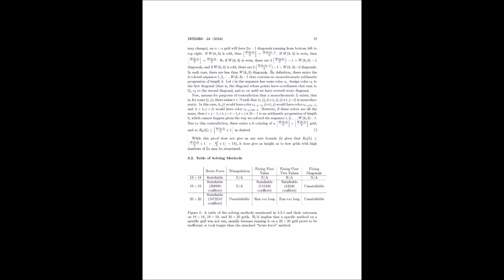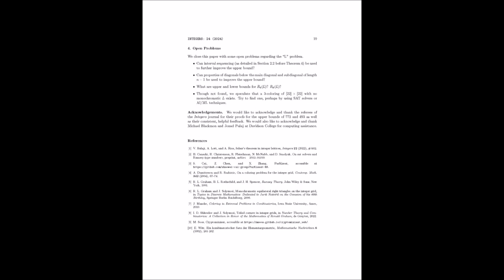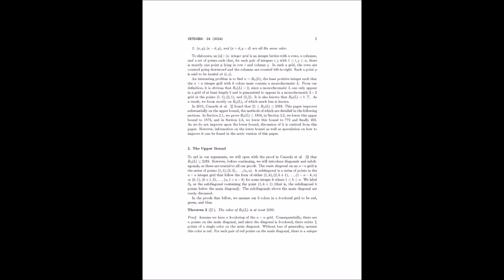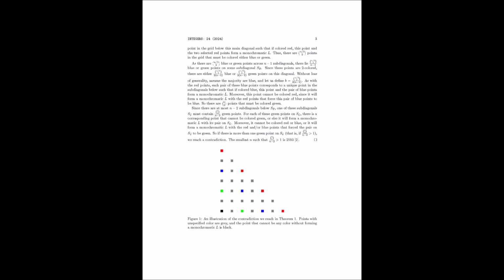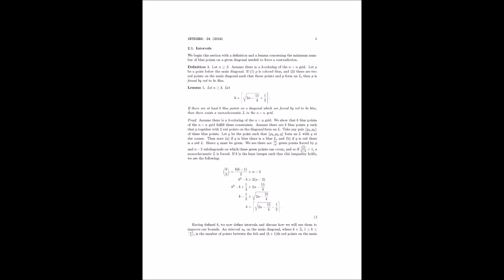Okay, so let's dive into the specifics. The paper we're looking at focuses on what's denoted as R3L, the smallest grid size that guarantees a monochromatic L when using 3 colors. Now, it's important to note that while it's already been proven that a 2-colored grid only needs to be 5 by 5 to guarantee an L, introducing a 3rd color drastically increases the complexity. The jump in complexity is significant. With 2 colors, the problem is relatively straightforward to analyze. But with 3 colors, the number of possible configurations explodes, making it much harder to establish definitive bounds.